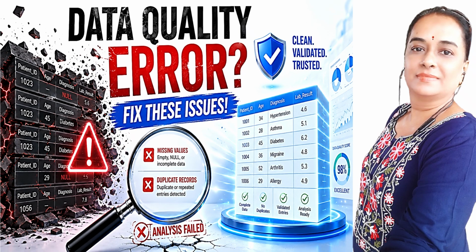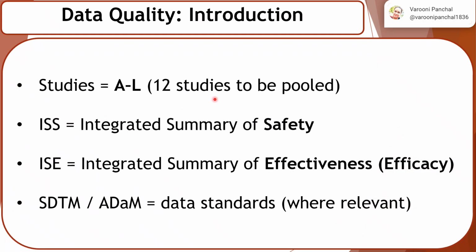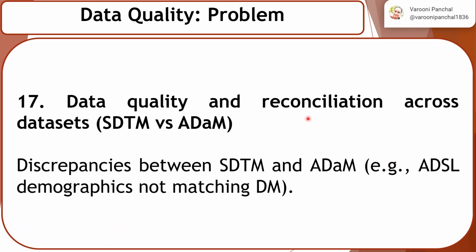SAS programming challenges in ISS and ISE studies having data quality issues. Here I'll consider 12 individual studies to be pooled from A12 into one single ISS and ISE study. ISS stands for Integrated Summary of Safety, ISE stands for Integrated Summary of Efficacy, with SDTM and ADaM data standards wherever relevant. The problem here is data quality and reconciliation across datasets, SDTM versus ADaM.